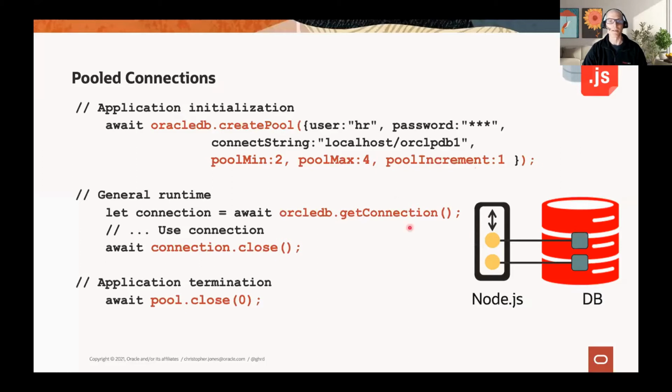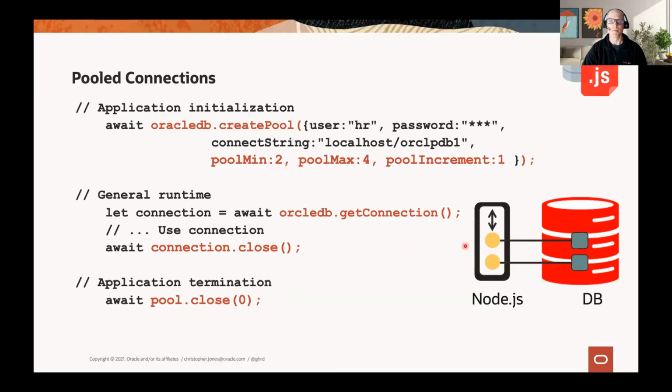The app then has to get a connection, and the important thing is to close the connection after you've used it. That puts it back in the pool and makes it available for somebody else to use. So this pool will be created at startup. These pipes will be created. These processes on the database side will be created, and the app is ready to run.